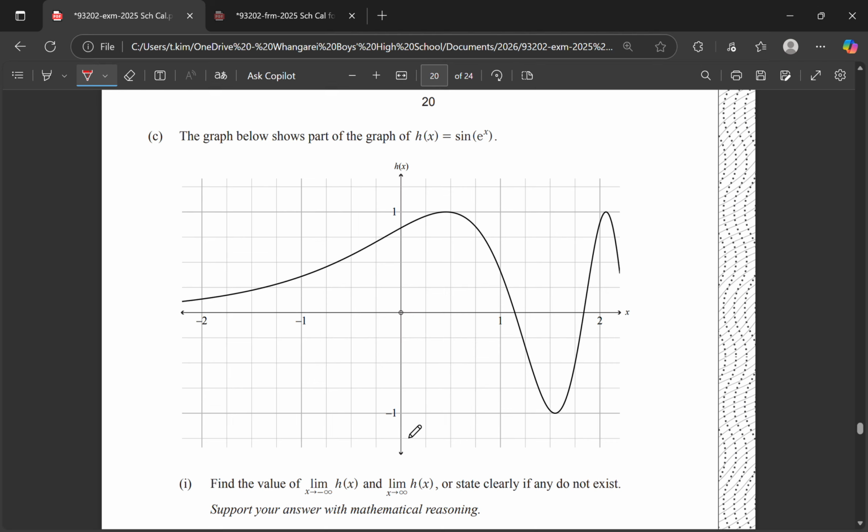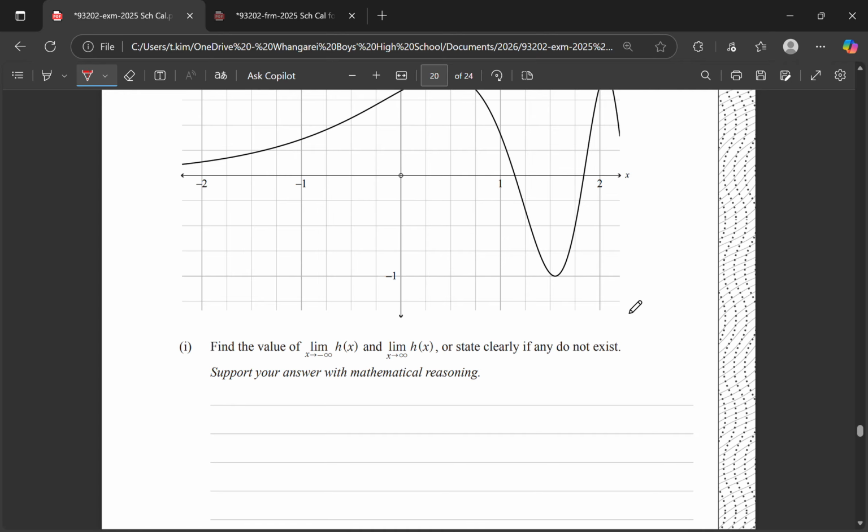Question C. The graph below shows part of the graph of h of x equals sine of e to the power of x. So it looks like this. Find the value of the limit as x approaches negative infinity of h of x, and the limit as x approaches positive infinity of h of x, or state clearly if any do not exist. Support your answer with mathematical reasoning.